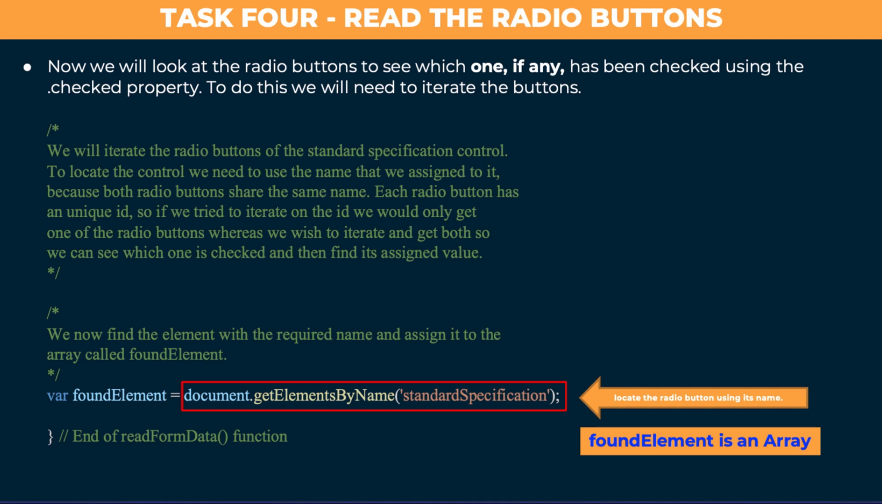And when we find the element by name, it actually puts it into the variable find element, which is an array, similar to the array we created earlier on. Because if there's 3 radio buttons, it will hold 3 things. If there's 4, it'll hold 4. If there's 2, it will hold 2. So we're trying to find all of those elements which are part of the standard specification.